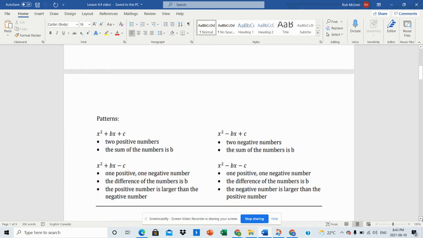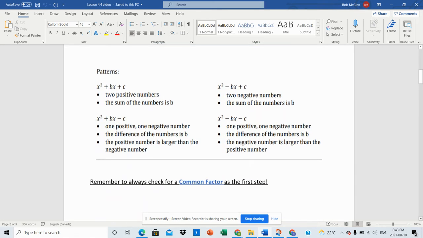First off, before we get into that, here are a couple of patterns we may have noticed when we were doing our factoring before. If not, these are good to know because they'll help you out. If we have a trinomial in the form x squared plus bx plus c, and everything is positive, then when we're factoring, we're looking for two positive numbers that, when multiplied together, equal c, and when added together, equal b.